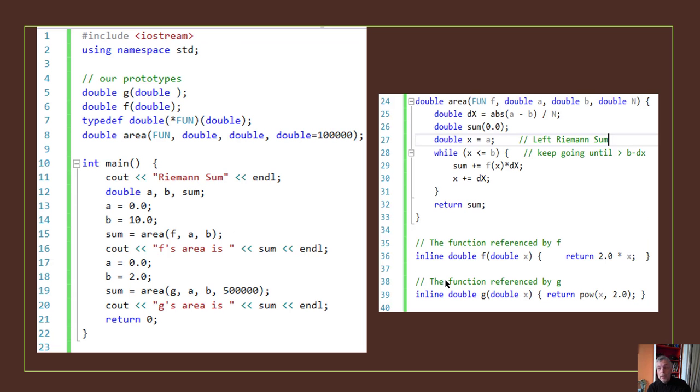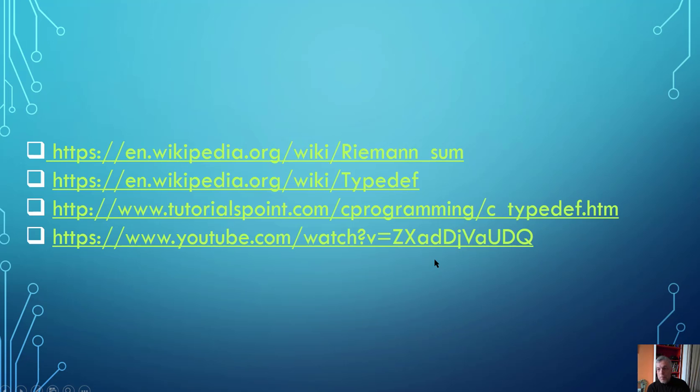Here's a complete look at what the program would look like. You should probably type this in manually. I also included inline here to give the compiler the option to actually take this code, 2 times x, and place it in here when it's being used. That's probably not going to happen, but it's a nice exposure to the word inline.